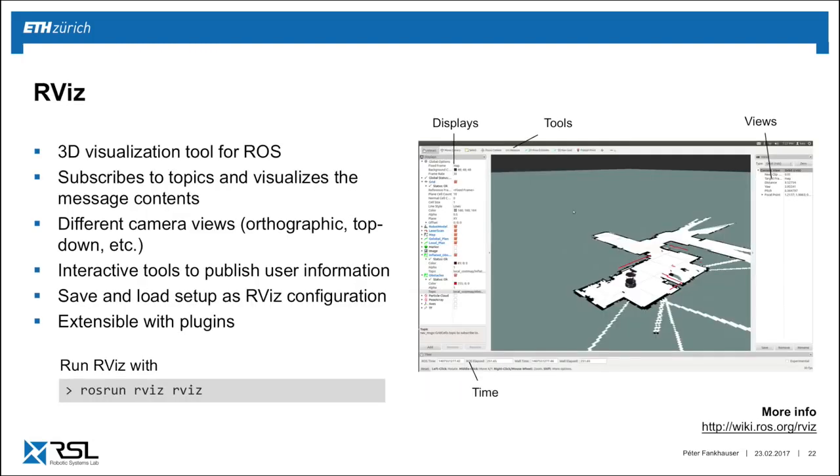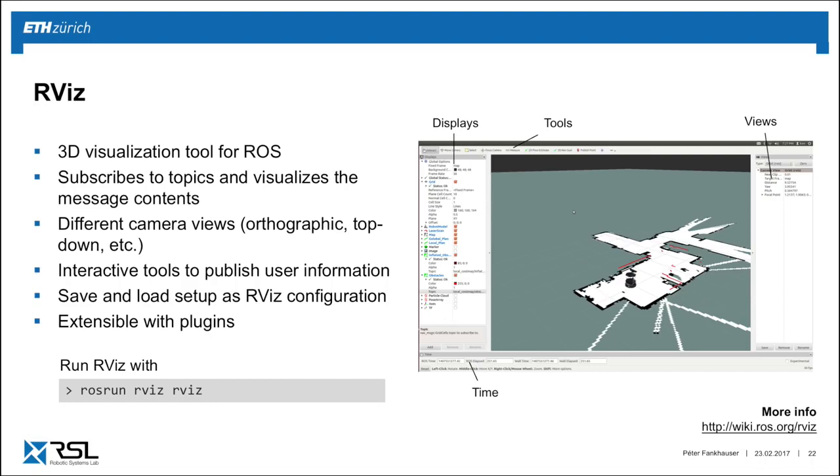Now, lastly, I want to talk about RViz. RViz is a very convenient visualization tool that you can use in ROS. It works by subscribing, similar to when you're using the console to echo, to messages with a series of plugins. Then it takes the content and visualizes them in 3D.